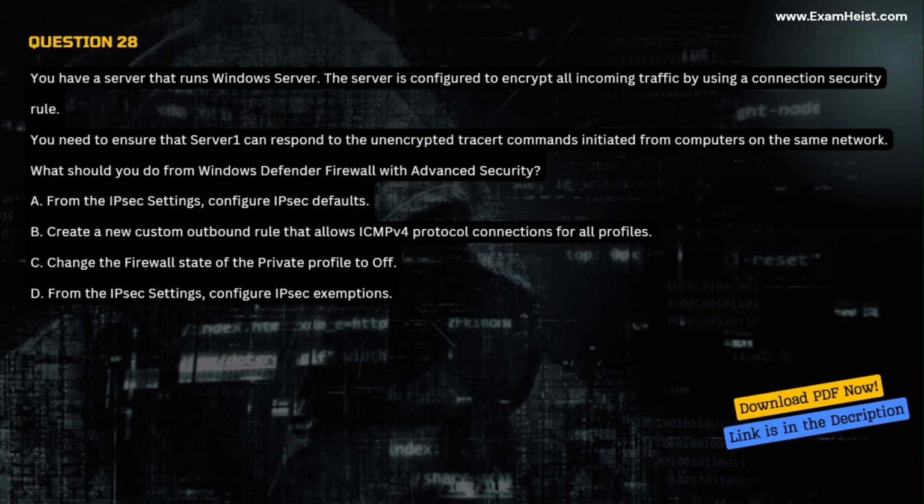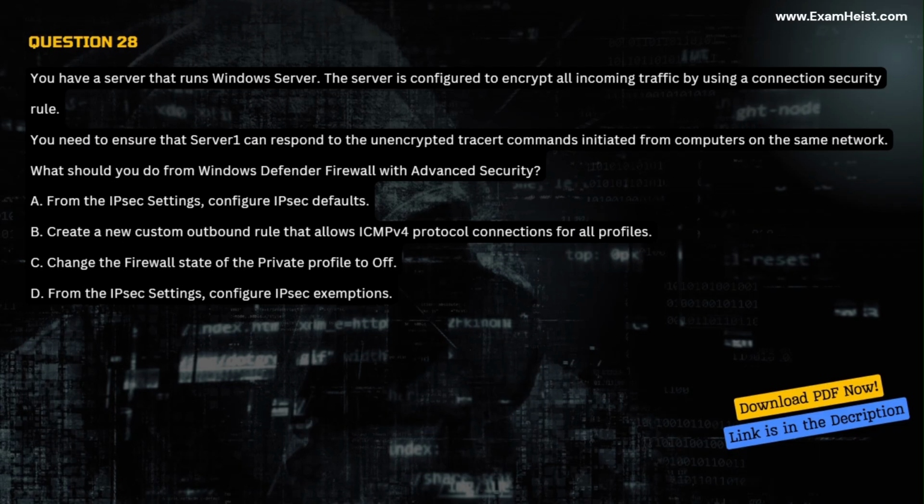Question 28. You have a server that runs Windows Server. The server is configured to encrypt all incoming traffic by using a connection security rule. You need to ensure that Server 1 can respond to the unencrypted tracert commands initiated from computers on the same network. What should you do from Windows Defender Firewall with Advanced Security?